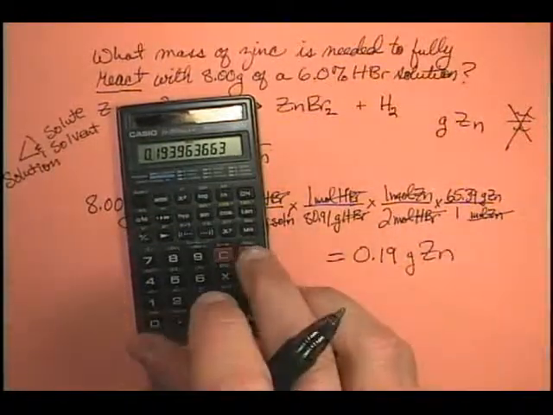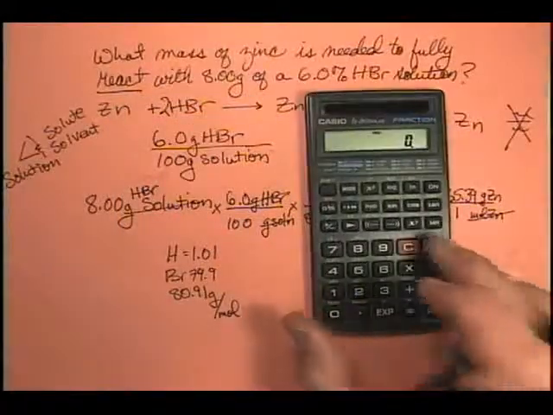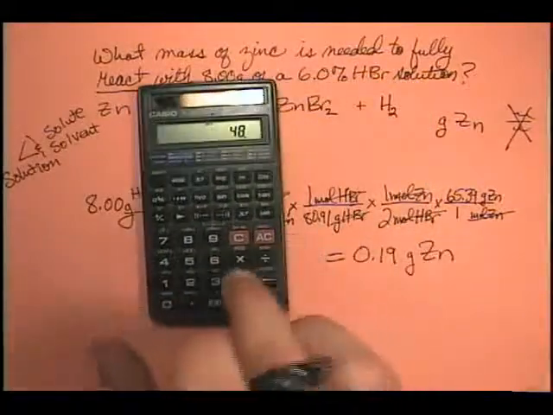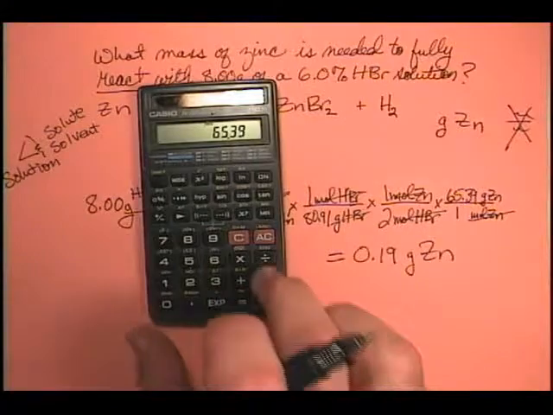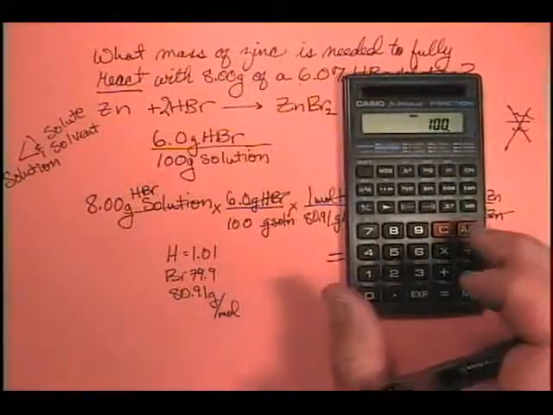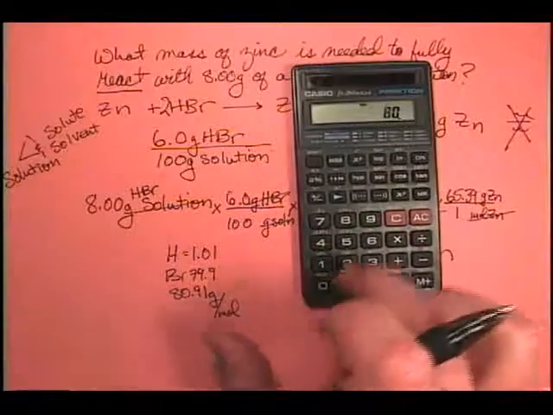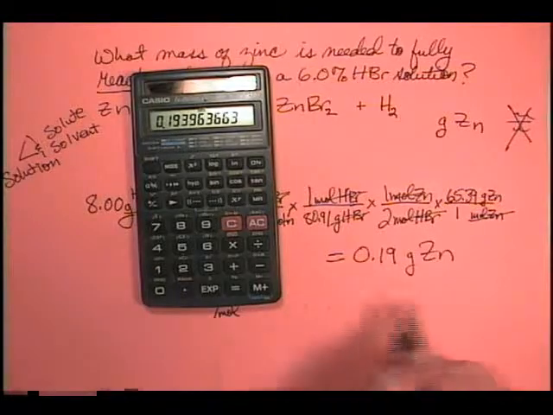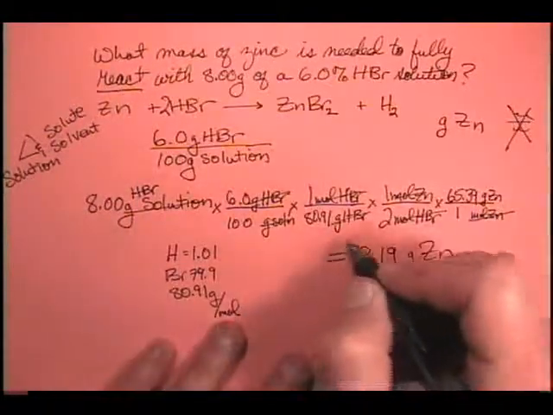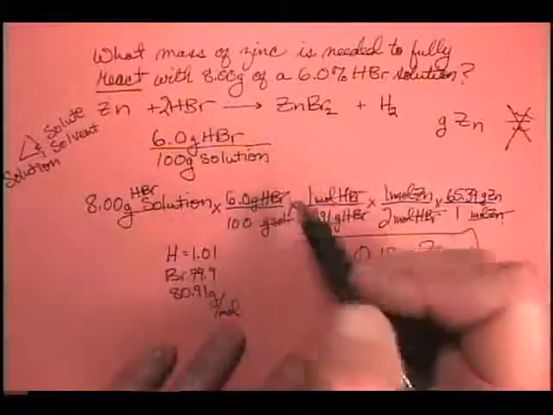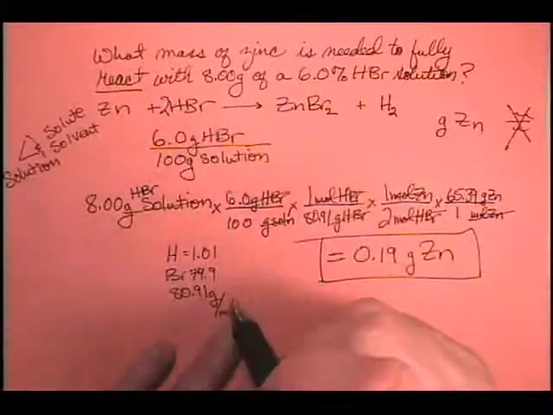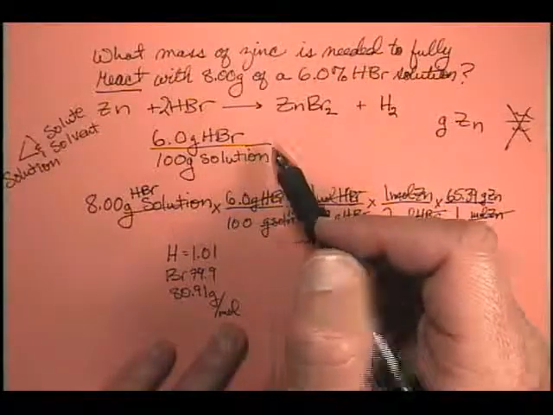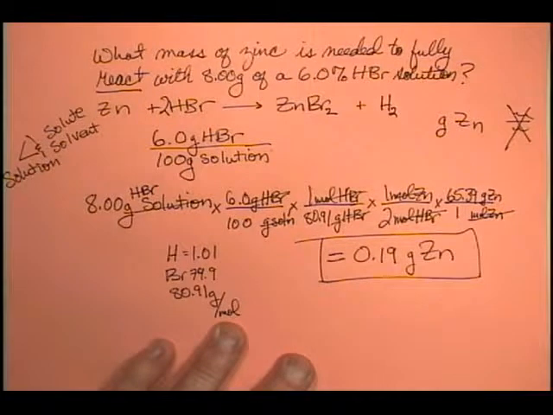Now, I want to just double check my calculation because I may have hit a goofy button. 8 times 6 times 65.39 divided by 100 divided by 80.91 divided by 2 equals 19. Okay, bingo. Little nomenclature, little balancing of chemical reactions, completing chemical reactions, did some solution percent concentration, and finished it off with a batch of stoichiometry.